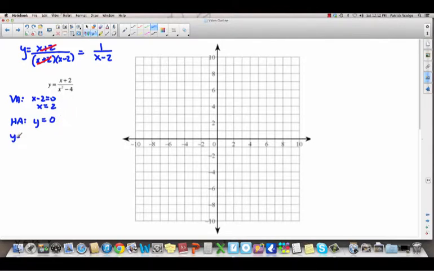The y-intercept. To get the y-intercept, put 0 into the x's, so we get 1 over 0 minus 2, which is 1 over negative 2, or negative 1/2.